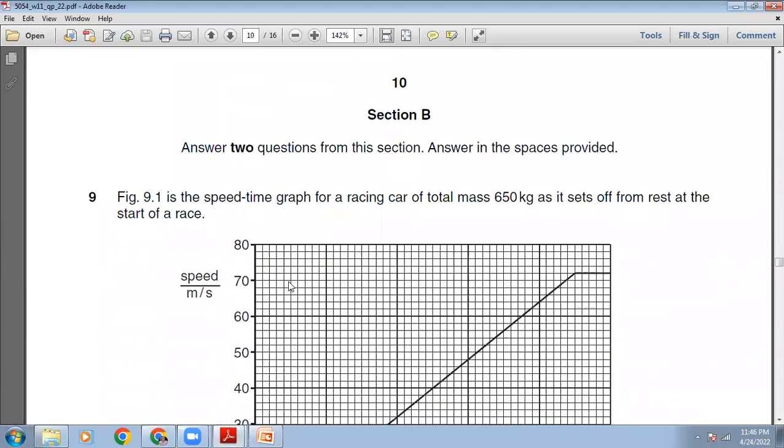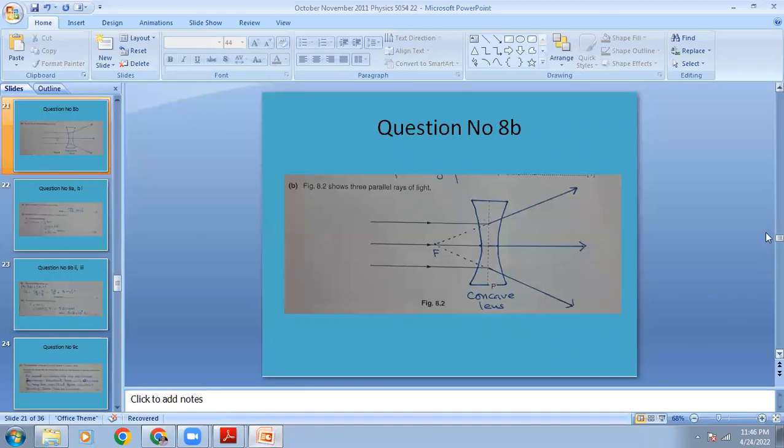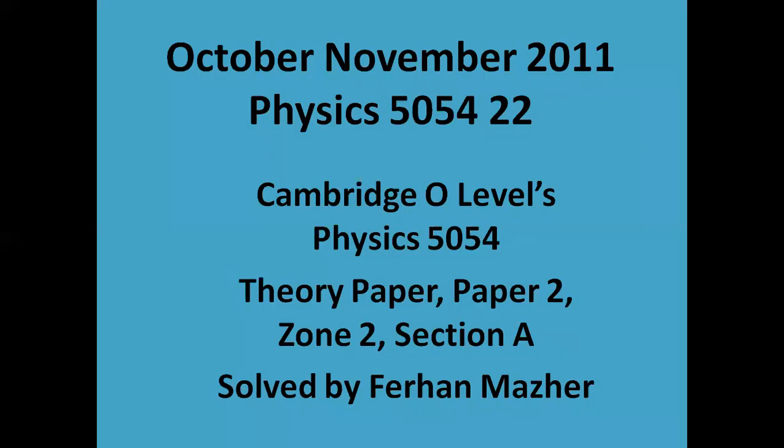So the next section is section B. The section B we will do in another video, in another session. So, my dear students, today we have solved the October-November 2011 Physics 5054/22 paper. In this video, in this session, we have done section A of this paper. Section B of this paper we will solve in another video, and soon I will upload that.